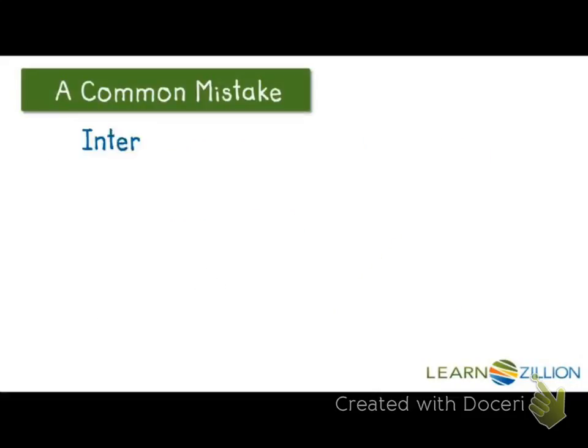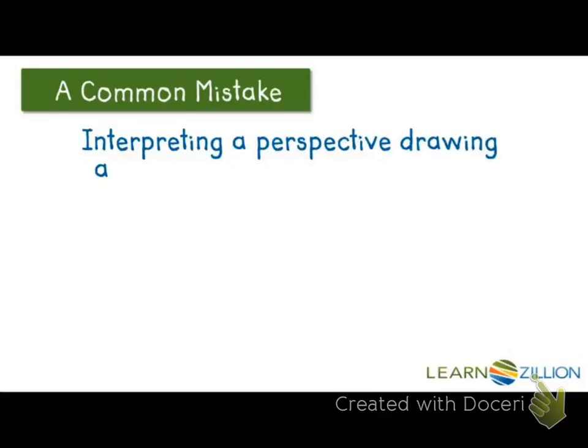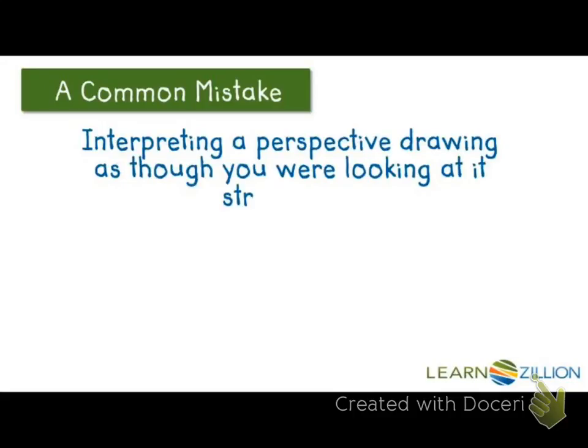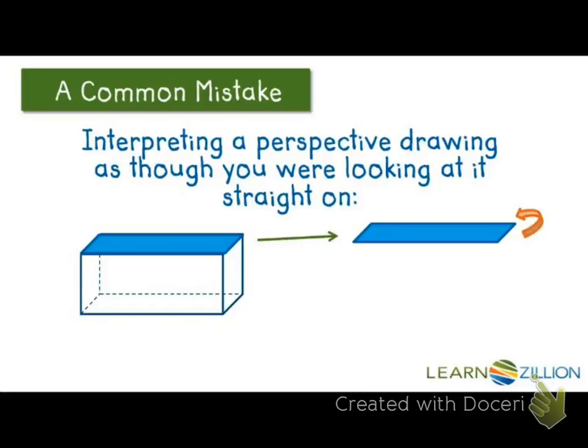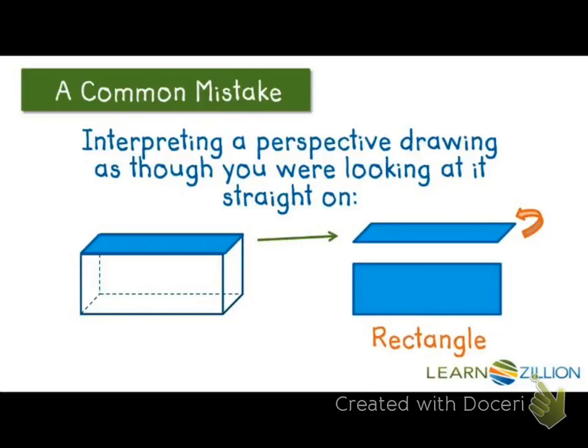A common mistake might be to interpret a perspective drawing as though you were looking at it straight on. For instance, in this rectangular prism, consider the top face. From our perspective, it appears to be a parallelogram. However, if we turn it and look at it straight on, we can see that it is actually a rectangle.